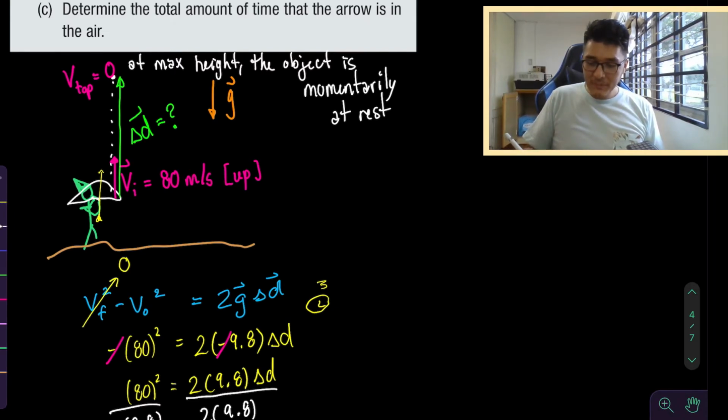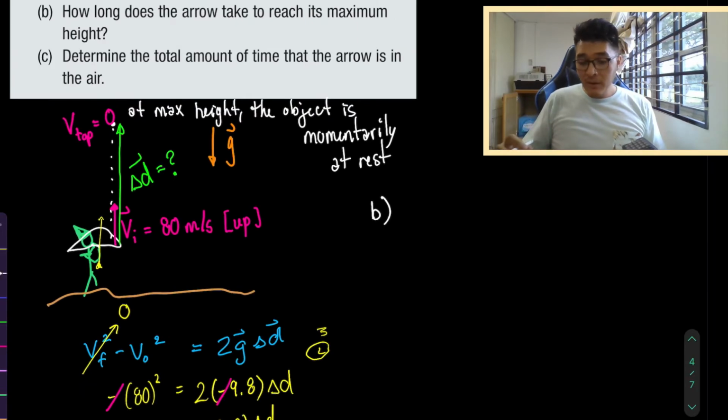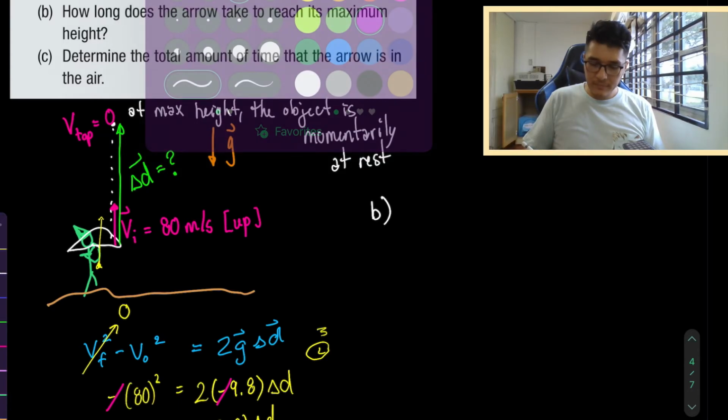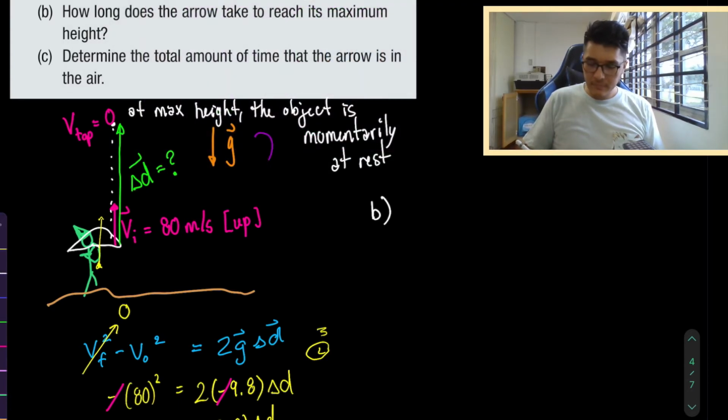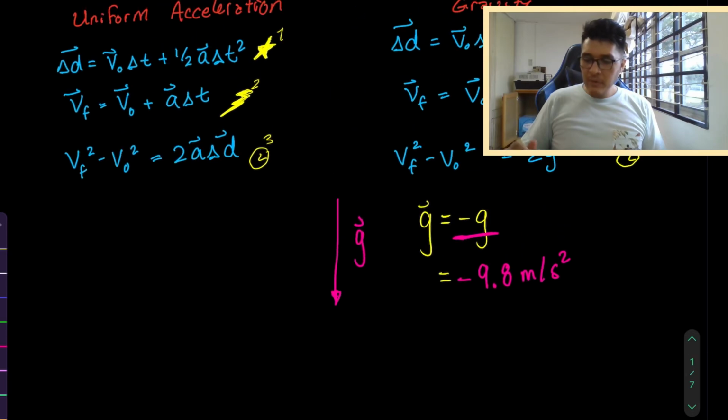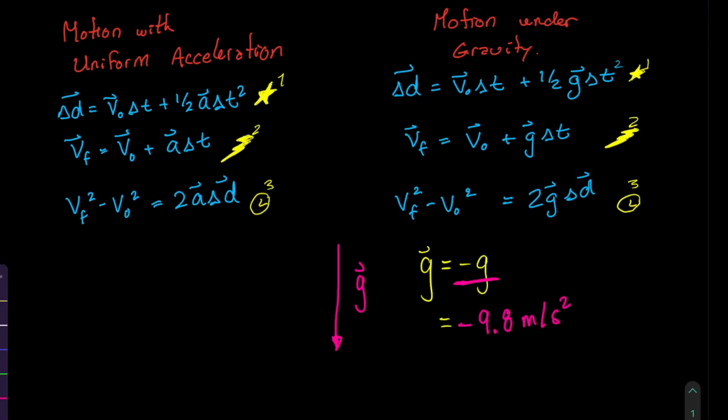Anyways, part B is asking us how long does the arrow take to reach its maximum height? So now we're actually looking for time. We're looking for the time to reach the maximum height. If we look at our equations, since we're looking for time, notice equations 1 and 2 are both really good candidates to use.